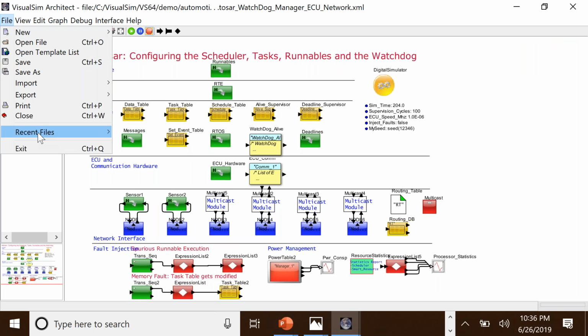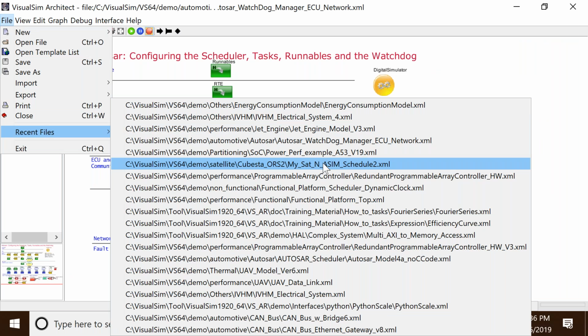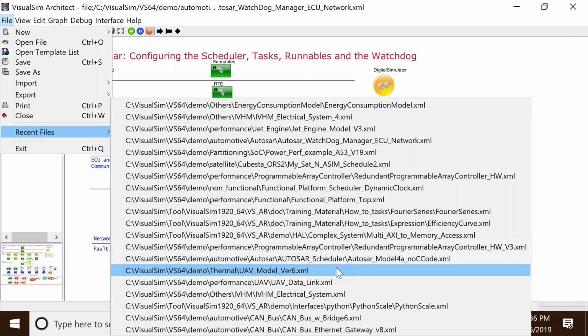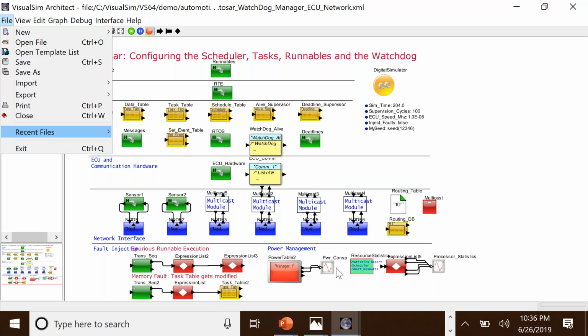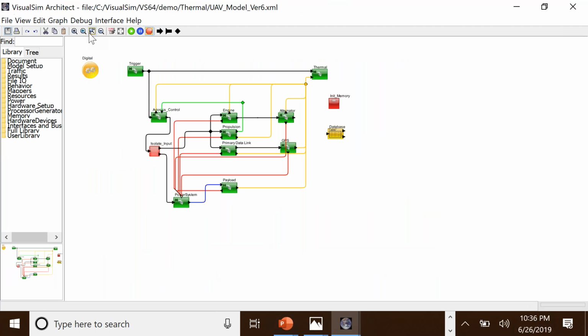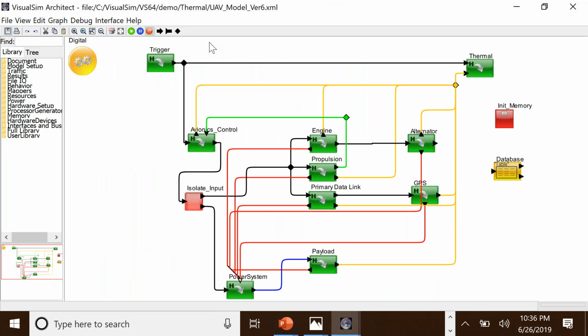I think the model was not open. Let me go ahead and open the model for us to view. There we go. So this is the VisualSim modeling environment, which allows you to create the digital twin.